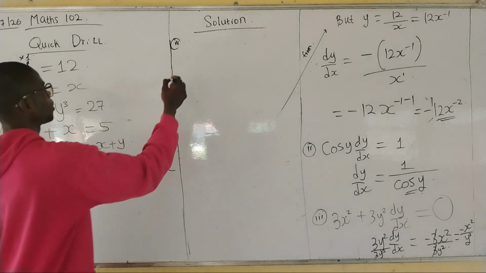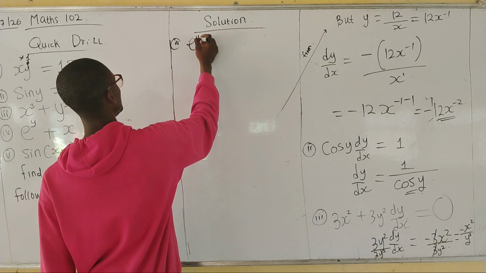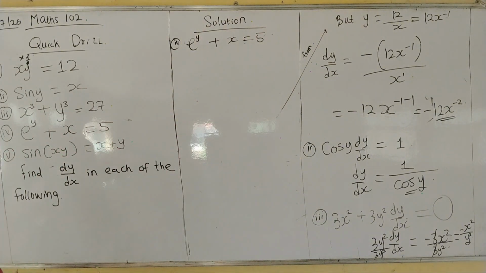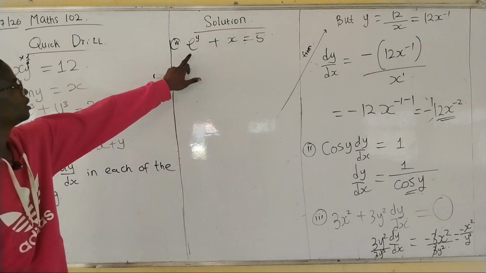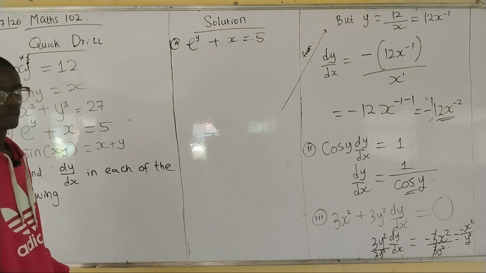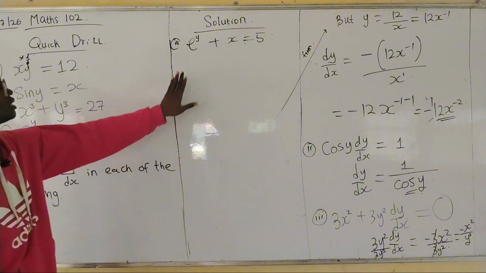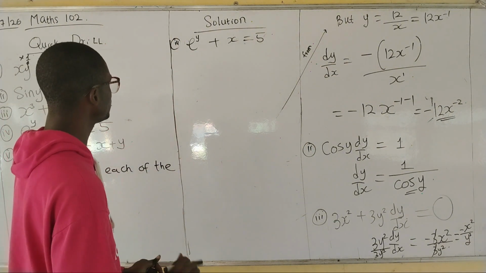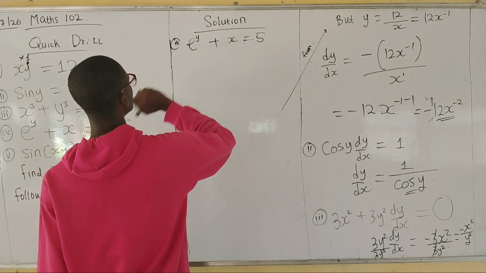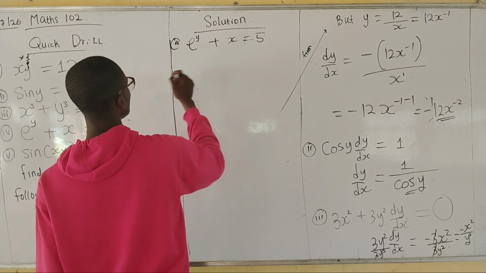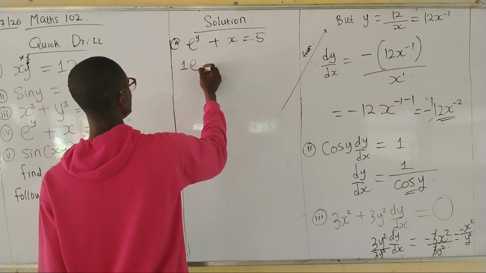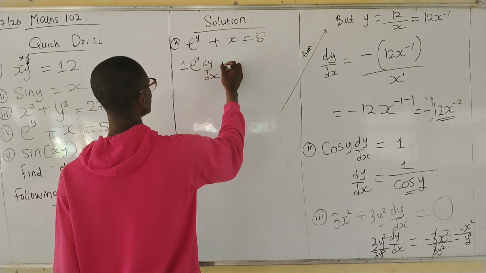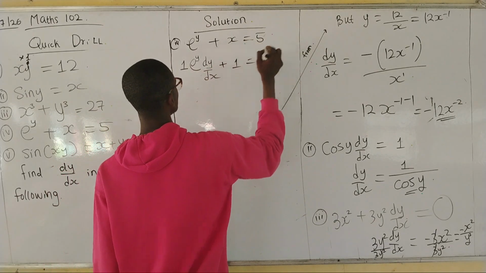We have e to the power y plus x equal 5. So what is the first step you think we should take here? For us to differentiate this implicitly. If you have to differentiate exponential, what do you have? If you differentiate this, you will have e to the y dy dx plus 1 equal to 0.